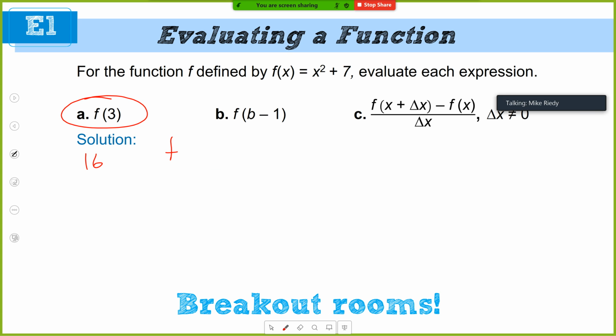Okay. What's f of smiley face? Don't be bashful. Unmute and answer me, because remember, I can't see you. Smiley face squared plus 7. Perfect. Take whatever's in parentheses, plug it into the function. (b minus 1) quantity squared plus 7.